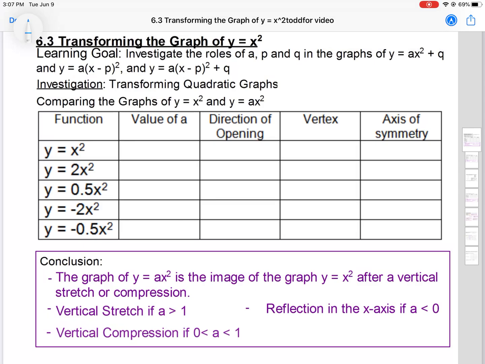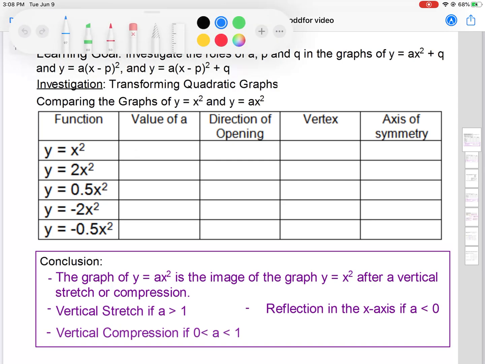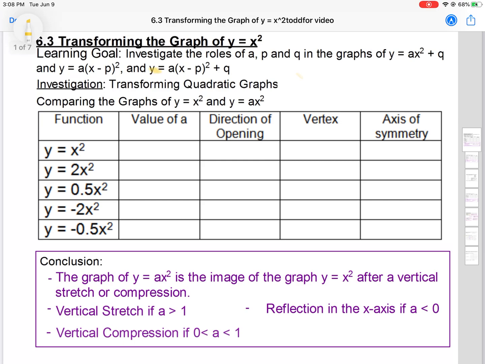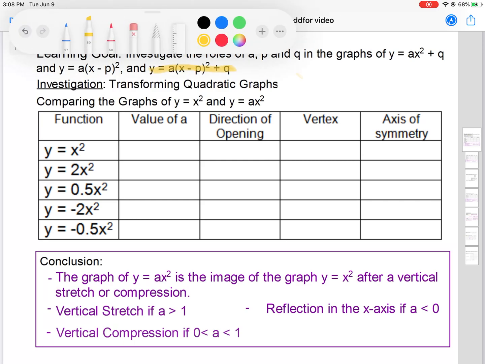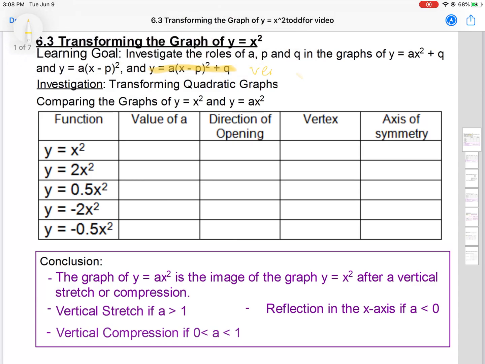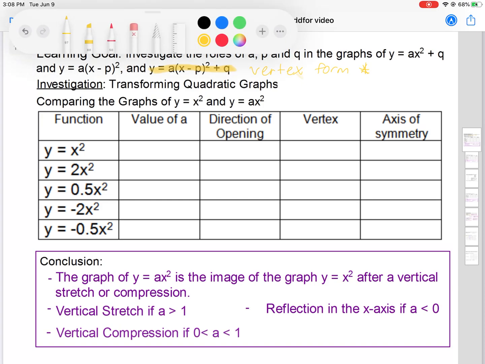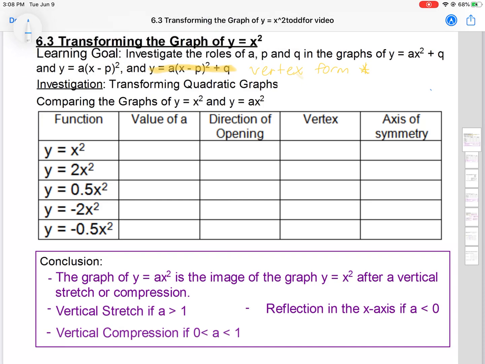Okay, so on to 6.3, which is the last of the transformations we're going to look at, and the first use of what we call vertex form for a parabola. So get out your highlighter, whatever color you want. This equation here is called vertex form, and we're going to use this a lot when we do optimization problems, which is 6.5. And you're going to use it a lot moving forward in grade 11.